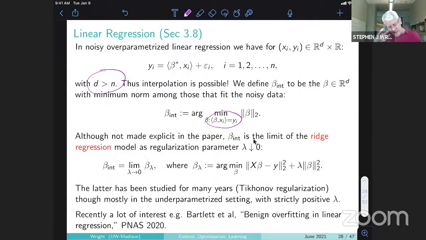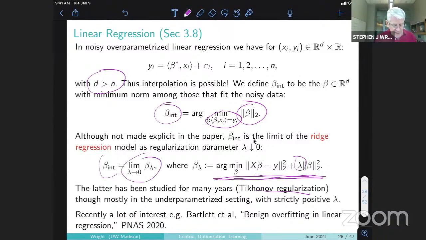Now, aesthetically, it might make sense to pick, among all those interpolating betas, the one with the smallest 2 norm. And you can show this very classical result in linear least squares: you can identify this minimum norm beta by solving this Tikhonov regularized least squares problem, but then driving the regularization parameter to 0.